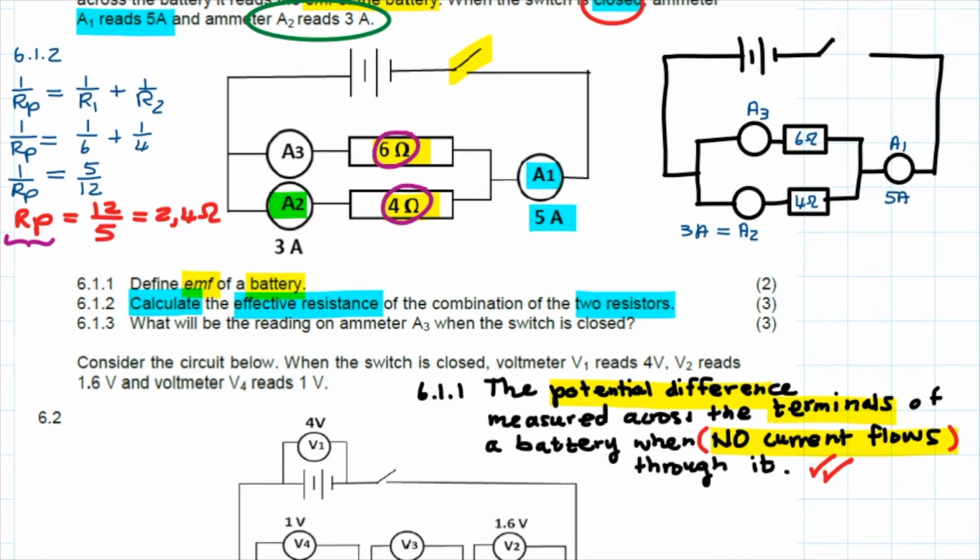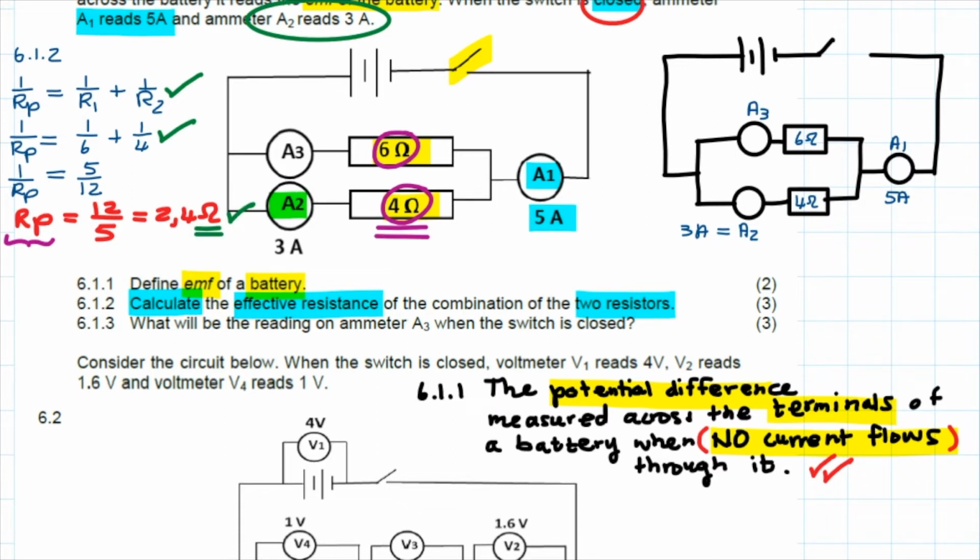So the effective resistance is 2,4 ohms, and as expected, the effective resistance is smaller than the resistance of the smallest resistor connected in this parallel circuit. Remember, in parallel, the more resistors you add, the lower the effective resistance is going to be. For this, you're going to get 1 mark for writing down the formula, 1 mark for your substitution, and 1 mark for your final answer in decimal form, provided that you have the correct SI unit.